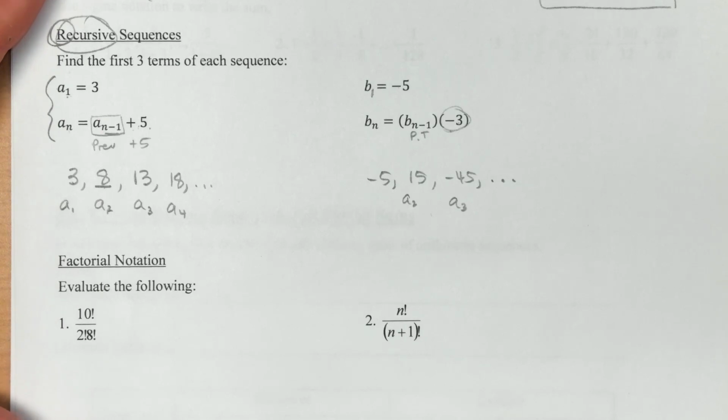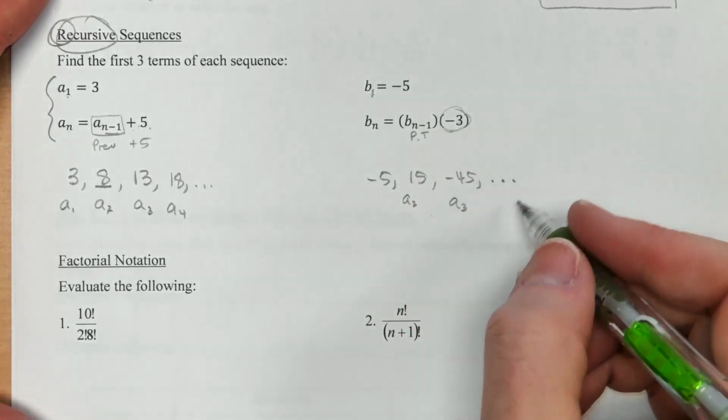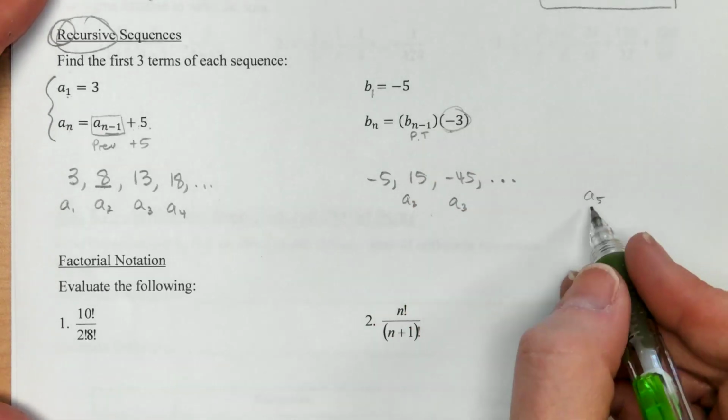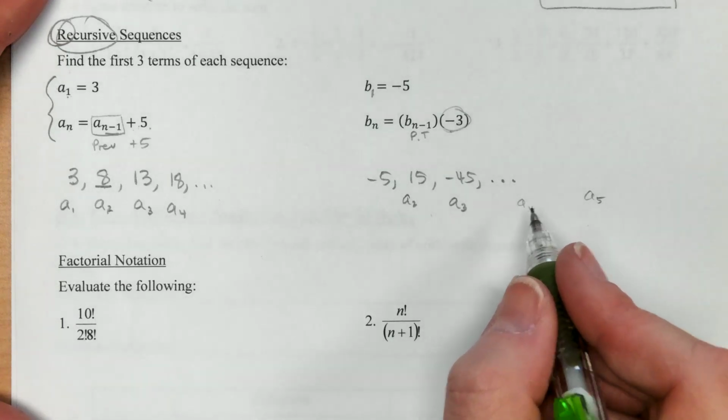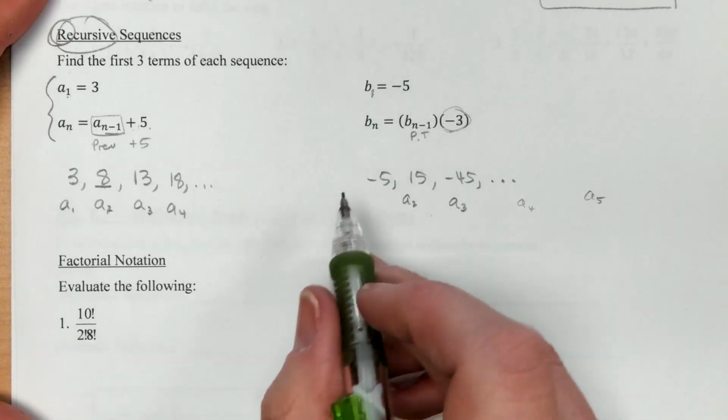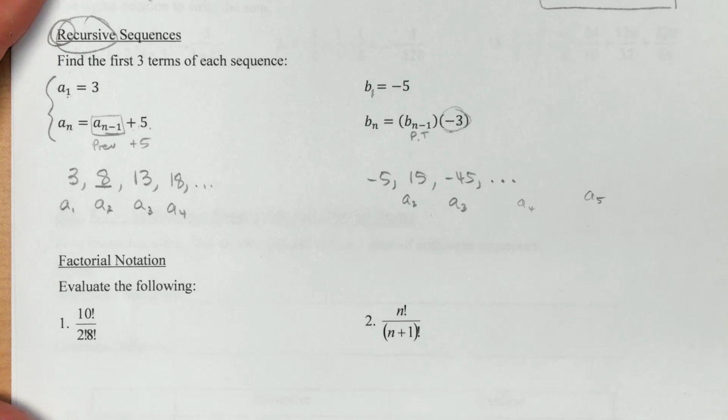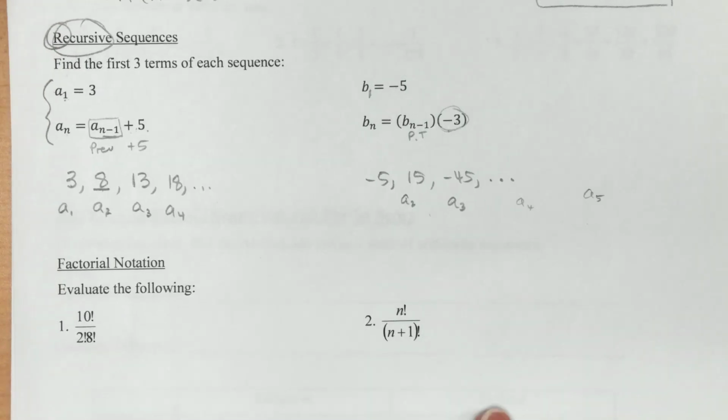And so on. So recursive just says you have to reuse. There's no way for me to go out and find the fifth term until I know the fourth, and I can't find the fourth until I know the third. So you can only build your way up. You can't like jump out and find the term that you're kind of looking for.